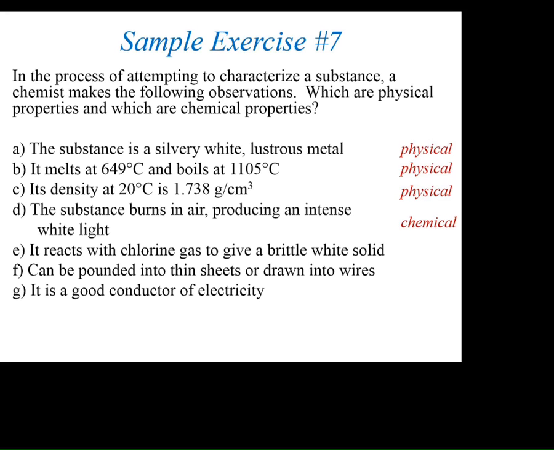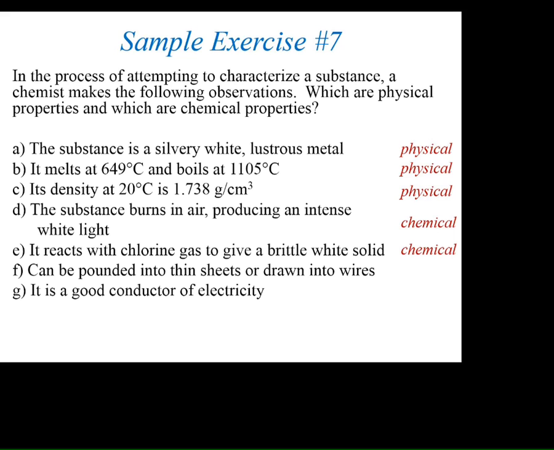Okay, it reacts with chlorine gas and goes from being shiny white and silver to being brittle and white. Yes, you definitely made something new, right? So that is a chemical property of this, whatever this mystery element is.